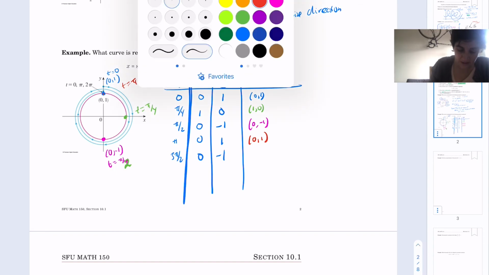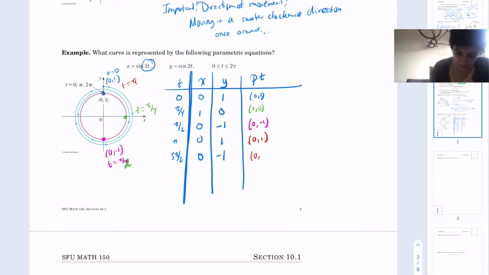And then last but not least, I get 0, negative 1, and that's on top of this point here. And I'm left with t equals 3 pi over 2. So we are back again at the start with this red point. And we're actually moving in the clockwise direction this time.